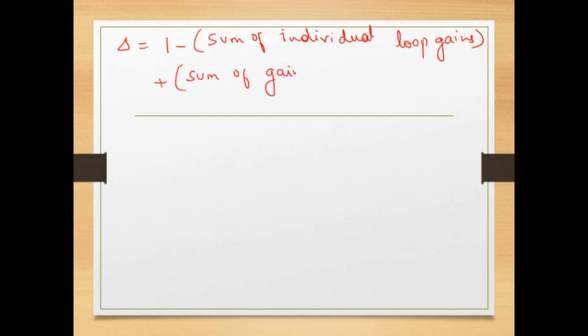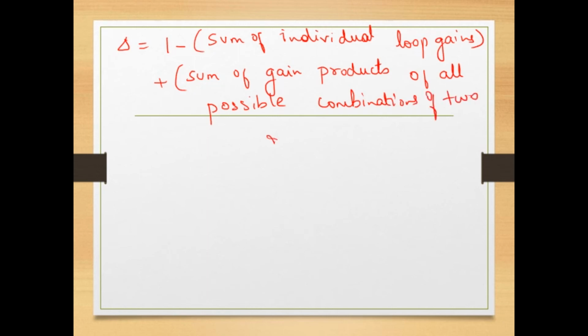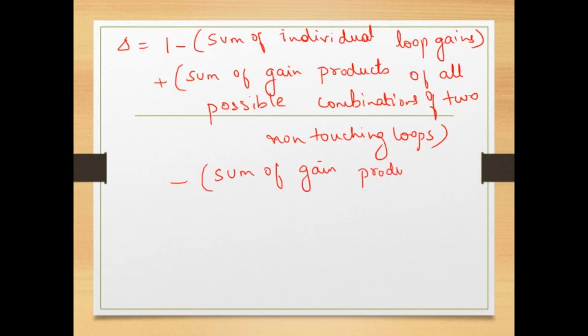So delta is nothing but 1 minus the sum of individual loop gains plus the sum of gain products of all possible combinations of two non-touching loops minus the sum of gain products of all possible combinations of three non-touching loops, and so on. So it continues with alternate plus and minus signs.